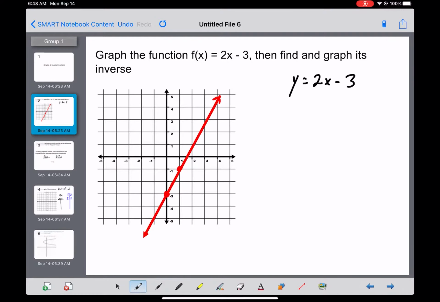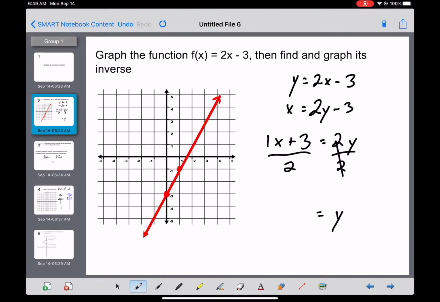To find the inverse, we're going to switch x and y. And now solve for y again. So we would add 3 on both sides to make it x plus 3 equals 2y, and then divide both sides by 2. I'm just going to write this in y equals mx plus b form. So this would be 1/2 x plus 3/2. So y equals 1/2 x plus 3/2. That is the inverse function, f inverse of x, equals 1/2 x plus 3/2.